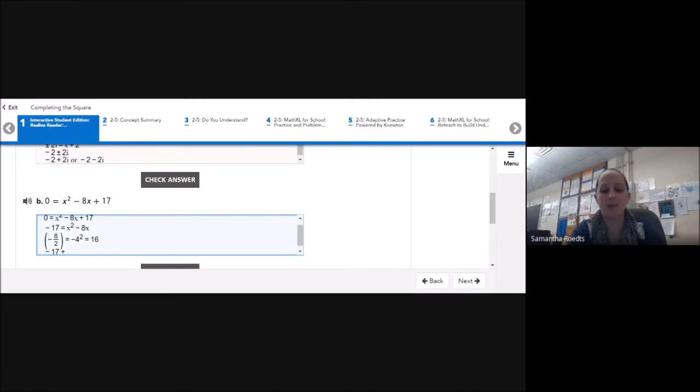So negative 17 plus 16 equals x squared minus 4x plus 16. So this gives me negative 1 equals x minus 4 squared.